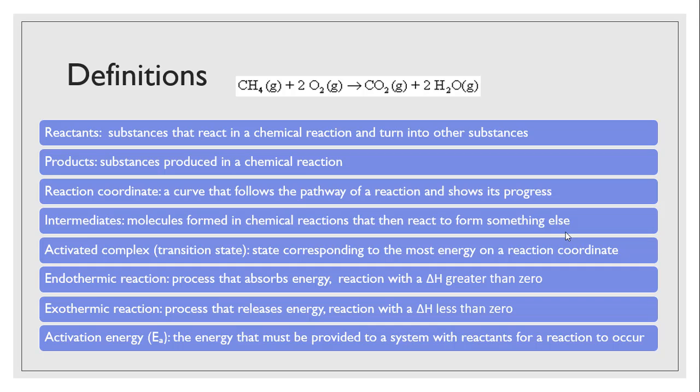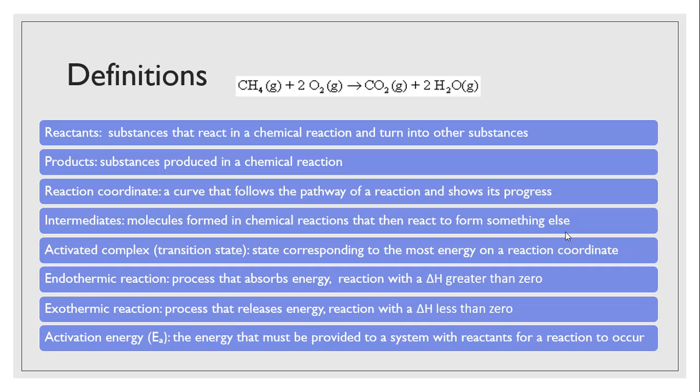So products are the substances produced in a chemical reaction, and there's CO2, which is carbon dioxide, and two H2Os, which is water. They'll be also on the same sides for energy diagrams, so the reactants will be on the left side and the products will be on the right.